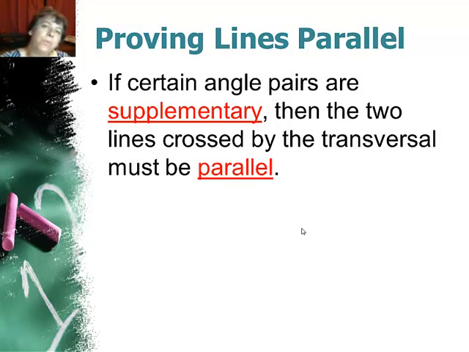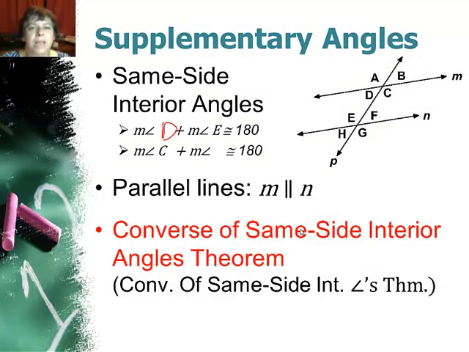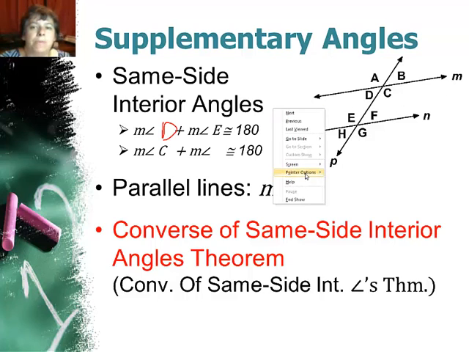Now, another way to prove that lines are parallel is when certain angle pairs are supplementary. One of the angle pairs is same side exterior angles. You can see here, if I show that those add up to 180, remember the definition of supplementary is that they add to 180, so if angle D and angle E add up to 180, that's enough to show that lines M and N are parallel.